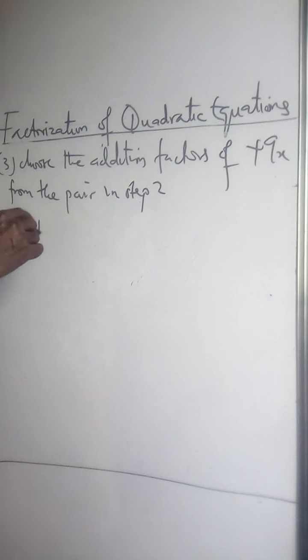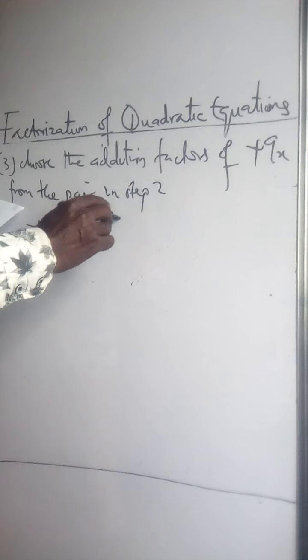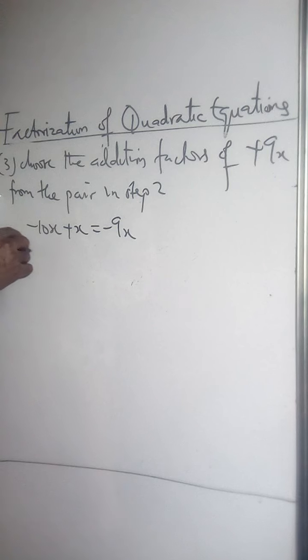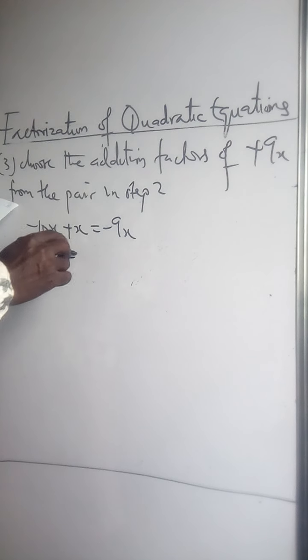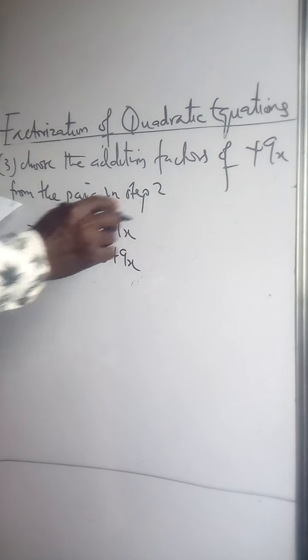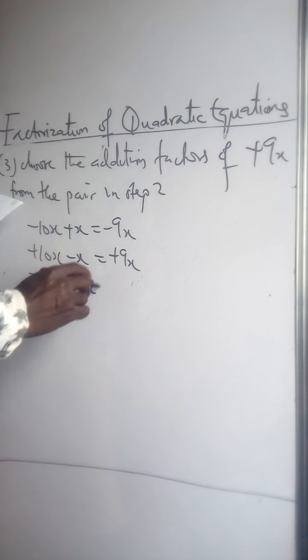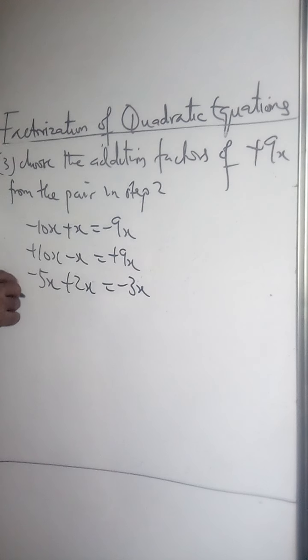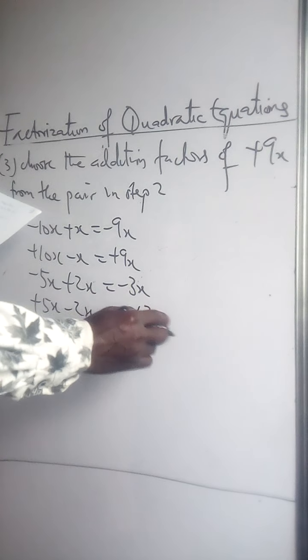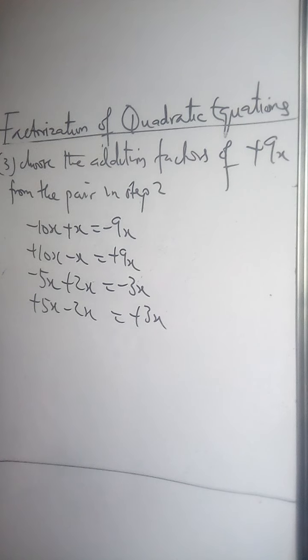In the first pair, we have minus 10x plus x, which gives us minus 9x. The second one, we have plus 10x minus x. That gives us plus 9x. The next one is minus 5x plus 2x. That gives us minus 3x. We have plus 5x minus 2x. That gives us plus 3x. So these are the addition factors of the pairs obtained in step 2. Of all these, remember we are looking for plus 9x. So this is the value that is being sought.